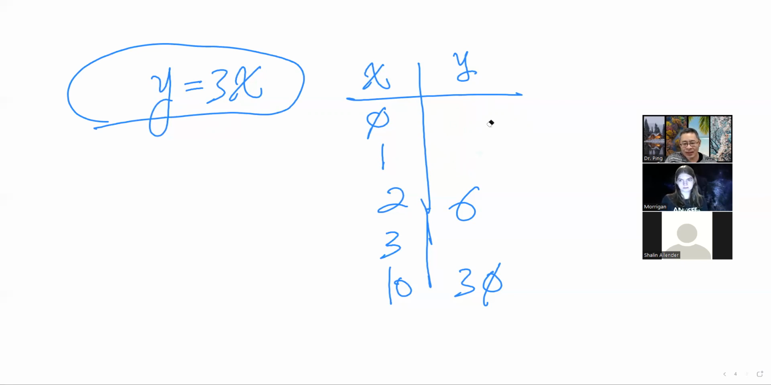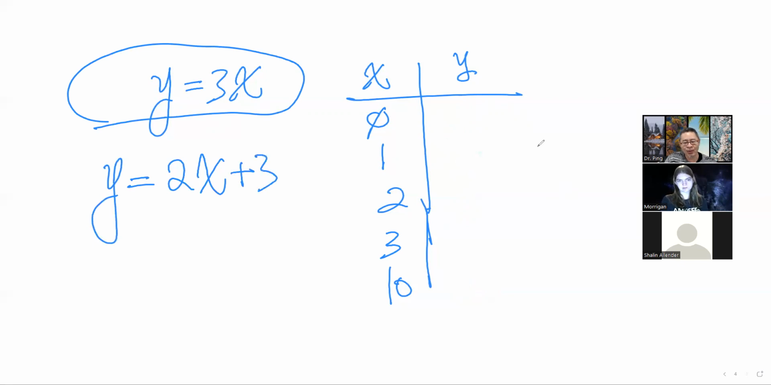Now, if we change that to y equals 2x plus 3, what will be the answer here when x is 0? 3. Yes, it's 3. How about when x is 1? 5. X is 2? 7, because 2 times 2 is 4 plus 3 is 7. X is 3? 12.